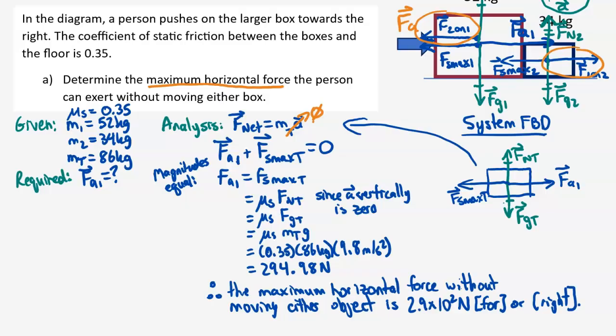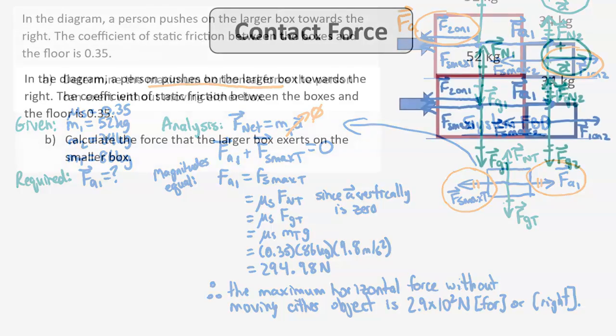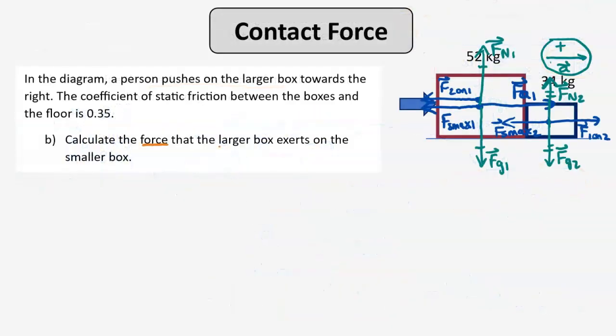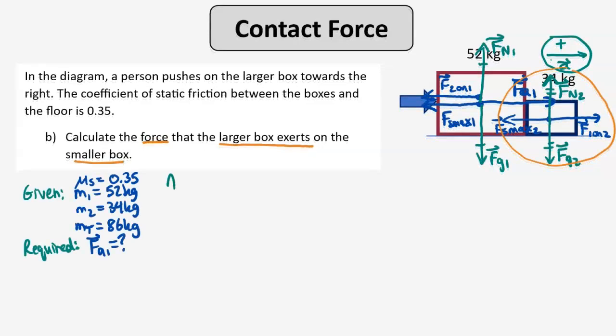You could say either of those, right or forwards, both are correct. So we take a moment just to reflect on if that makes sense. The applied force is equal and opposite to that Fs max total, and so if the Fs max total is 294.98 newtons, so is the applied force. All right, part B now says, calculate the force that the larger box exerts on the smaller box. And so now we're going to zero in on that force 1:2, the larger box on the smaller box, which means that we're going to use the free body diagram of the second box.